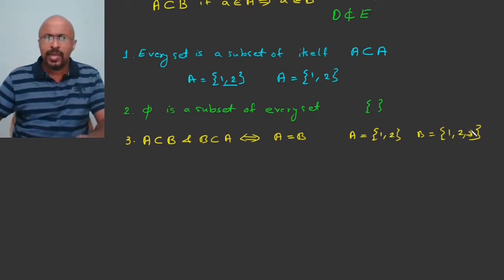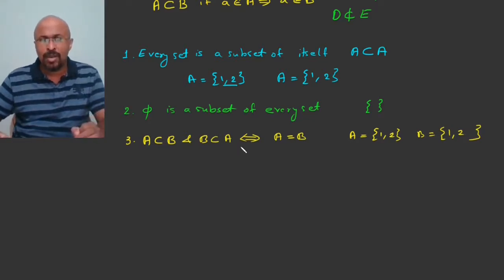And if B is having only elements 1 and 2, then we can see A is a subset of B and B is a subset of A, because every element in A is there in B and every element of B is there in A. And you can also see A is equal to B. So what we say? A is a subset of B and B is a subset of A if and only if A is equal to B. That is, it is possible only when A is equal to B.